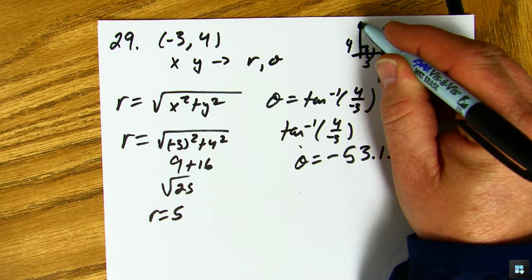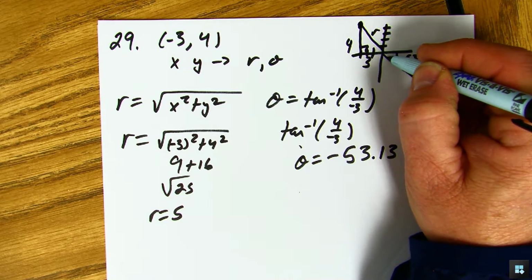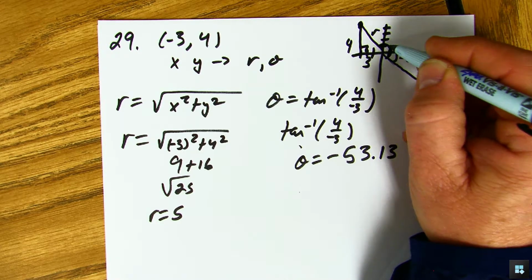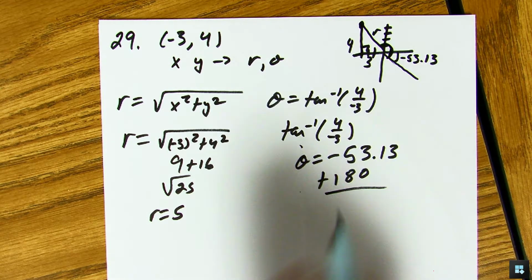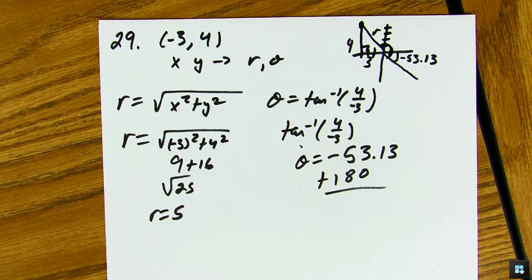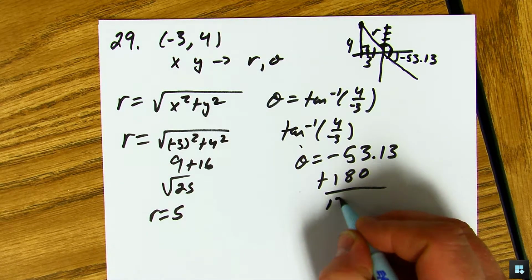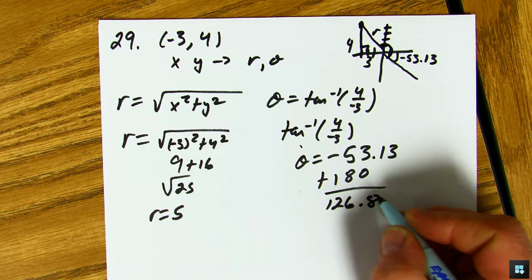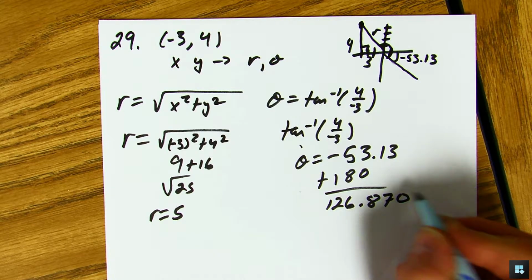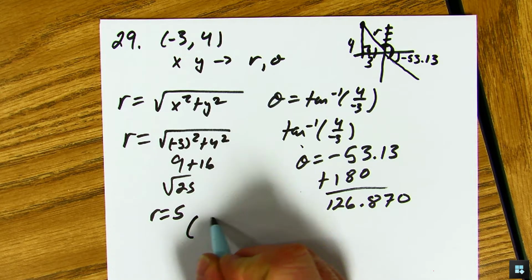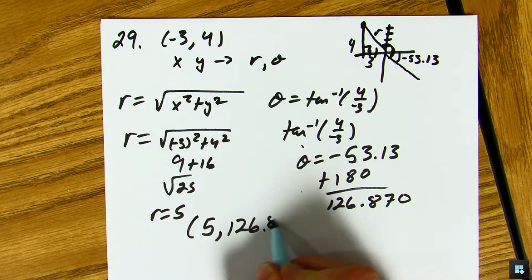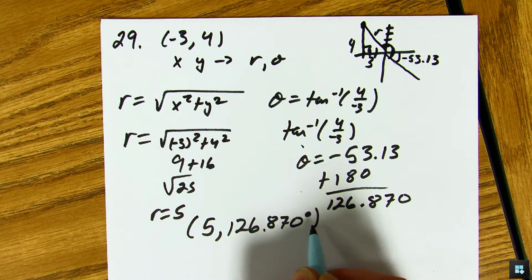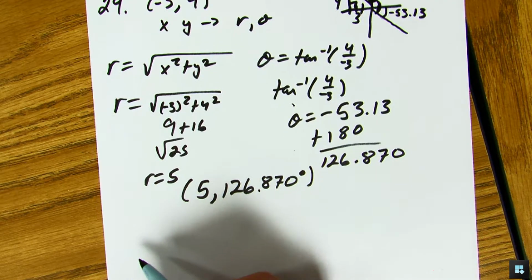My point is up here. I want the angle up here. So just add 180 to it, and you will have the correct answer. So add 180, and you should get 126.870. So my point is 126.870 degrees. Done with 29. 30.